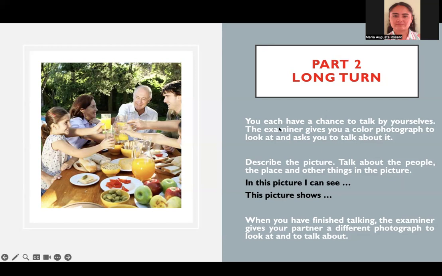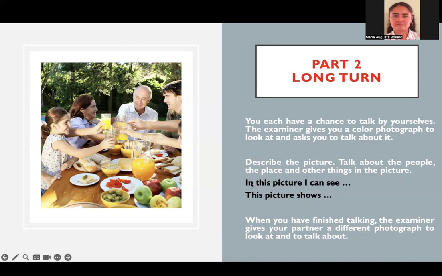The examiner gives you a color photograph to look at and asks you to talk about it. That is what you have to do. You have to talk about it. Then it says, describe the picture, talk about the people, the place, and other things in the picture.